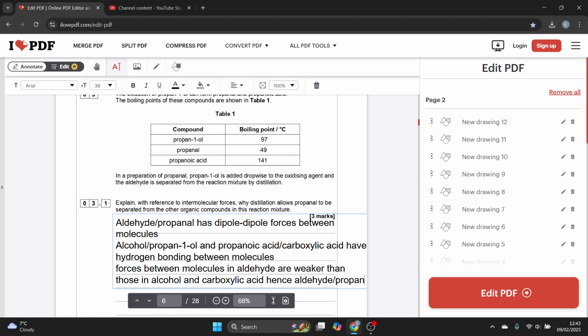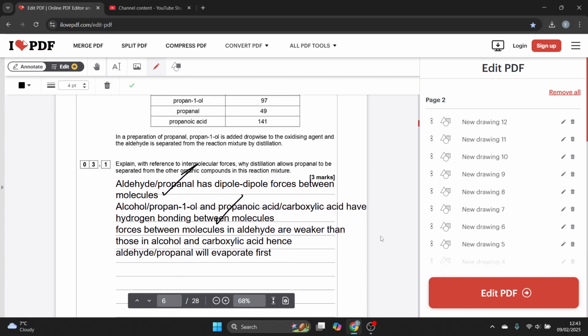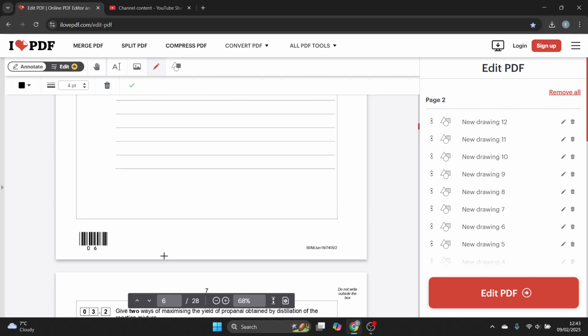/ propanal will evaporate first. Aldehyde has dipole forces between molecules. Alcohol and propanoic acid have hydrogen bonding between molecules. Forces between molecules of aldehyde are weaker, hence aldehyde / propanal will evaporate first.